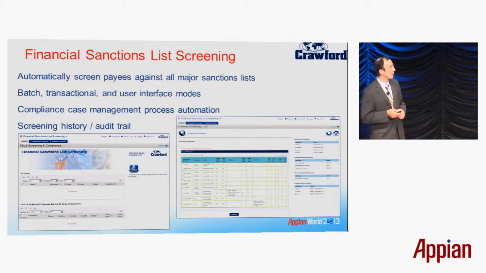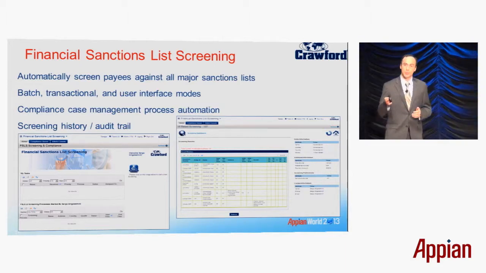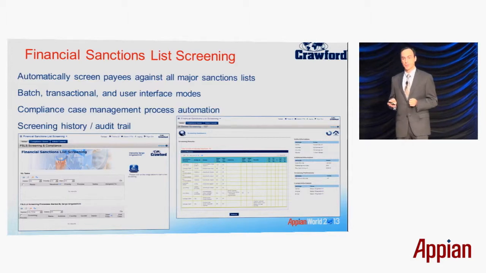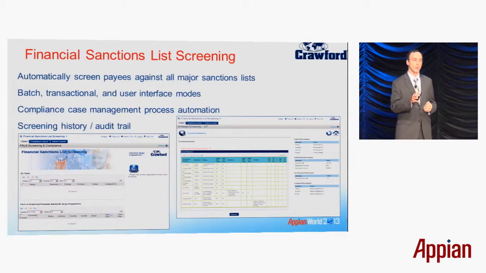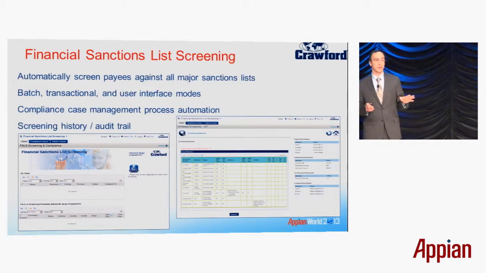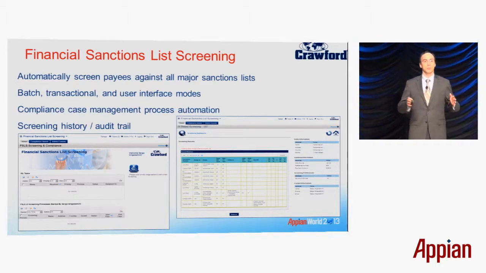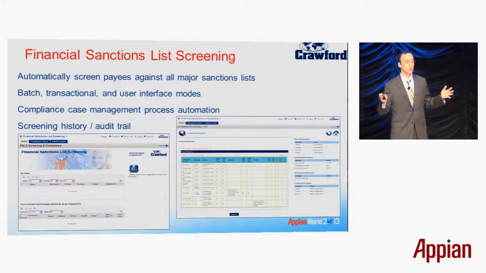The next one is financial sanctions list screening. So we make and process a very large number of payments in relation to claims, and laws actually require us to screen every single one of them against sanctions lists. There are big penalties. We went out to the market to see if there were solutions, and sure enough, there are solutions out there. But with our large number of transactions, it would cost a lot of money.